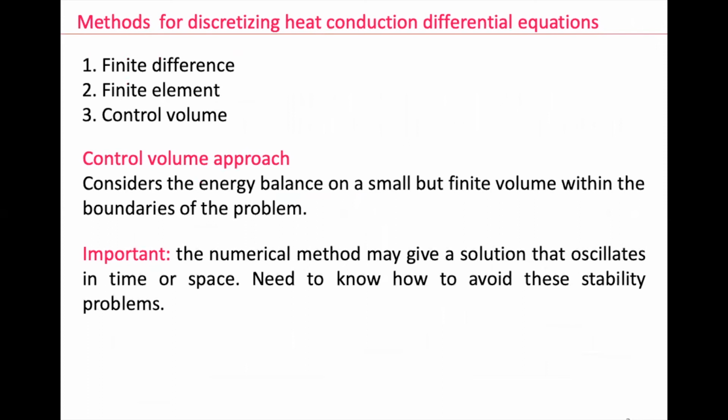Typically, we have different methods to discretize heat conduction differential equations: the finite difference, the finite element, and the control volume. What is the one that we use the most? The control volume, right? We define boundaries and we make balances out of that volume, right? So the control volume approach considers the energy balance on a small but finite volume within the boundaries of the problem. Very important to recall, the numerical method might give a solution that oscillates in time and space. And you need to know how to stabilize these kinds of problems, right?